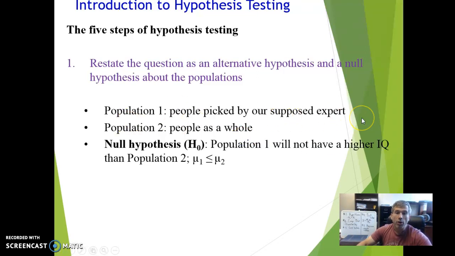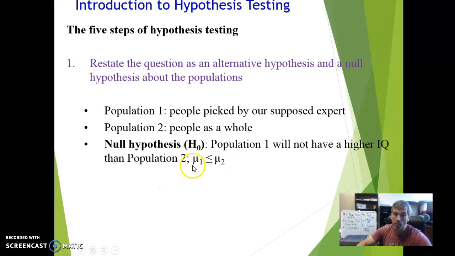So our null hypothesis is essentially that this guy does not have the ability he claims. Remember, he claims his abilities in one specific direction. He has something of a directional hypothesis. He doesn't think he picks people of unusual intelligence, but unusual high intelligence. So our null hypothesis is all the other possibilities. The population 1, the people our expert picks, will not have a higher IQ than population 2. So mu1 might be equal to mu2, but also if he kept picking people of unusually low intelligence, that also isn't consistent with his professed ability. So that would also not support his idea.